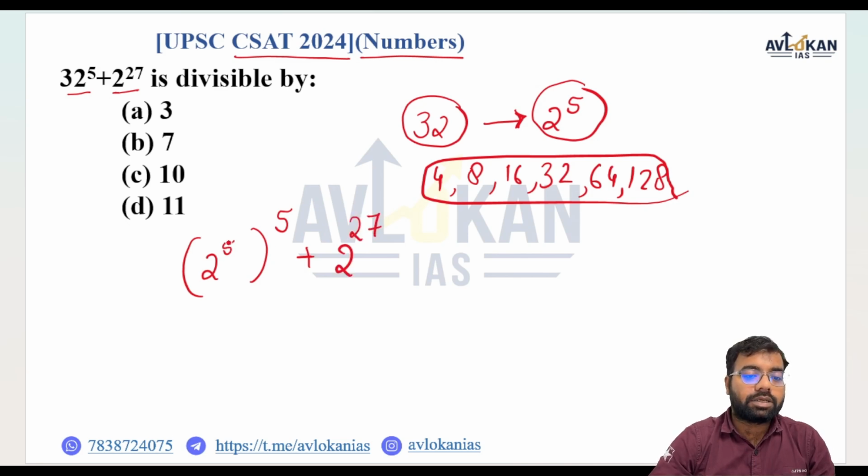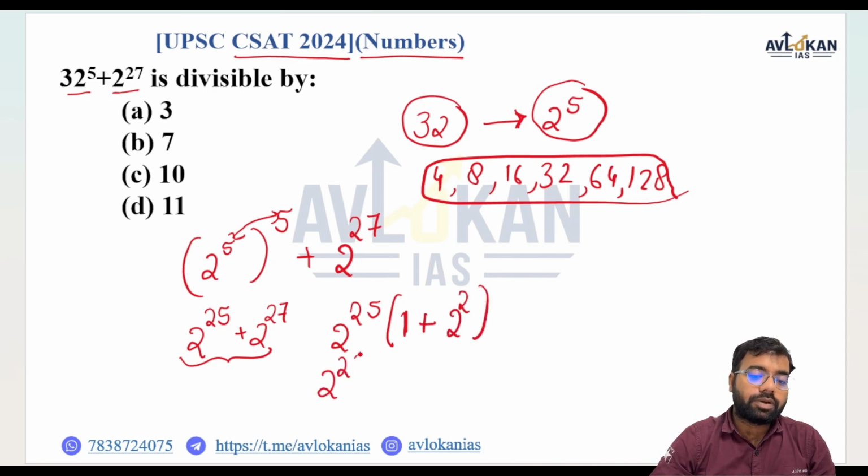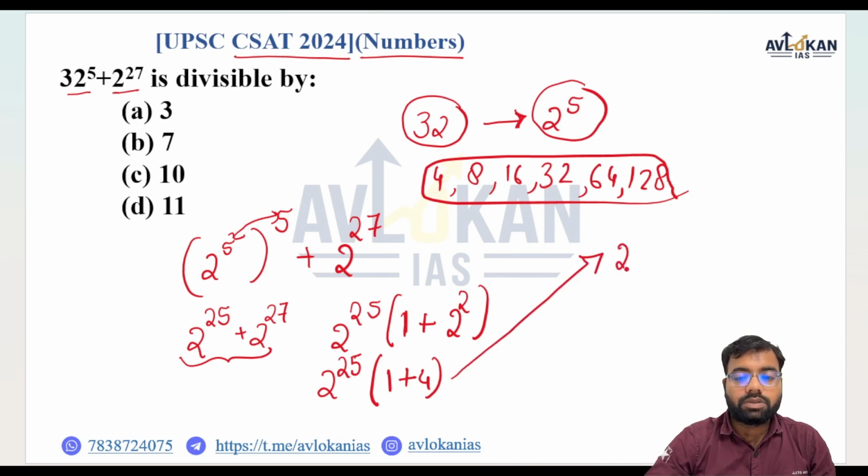Now whenever there are two powers and there's a bracket in between, they are basically multiplied. So this will become 2 to the power 25 plus 2 to the power 27. अब इसमें हमें साफ साफ दिख रहा है इन दोनों में कुछ कॉमन है. कॉमन क्या है? 2 to the power 25, ये कॉमन है. So we'll take 2 to the power 25 as common. This will become 1 plus 2 to the power 2. So this can be said as 2 to the power 25, 1 plus 4, और ये आ जाएगा आपका 2 to the power 25 into 5.